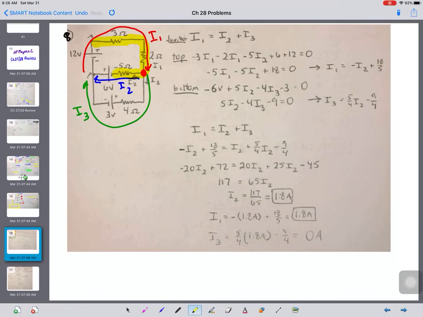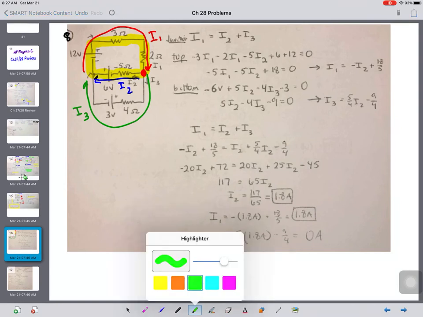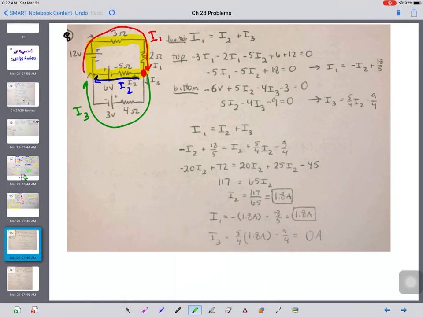Rounding through, now we're hitting the 5 ohm resistor in the middle. We're going in the direction of I2, so that would be a negative 5 I2. Again, these are all I times R's. I hit the battery in the middle here, going from negative terminal to positive terminal, so that's an increase of 6. And then around there, I hit the 12. That is also an increase of 12, and your total is equal to 0.